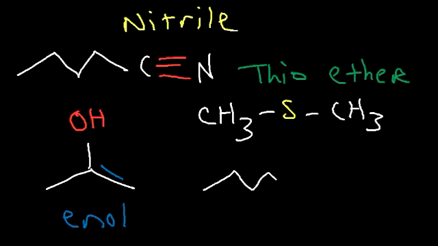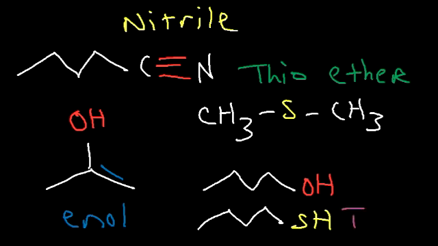So this is an alcohol, but if we replace the O with an S, instead of being an alcohol, add the word thio, it's going to be a thiol. It turns out that oxygen and sulfur are in the same column of the periodic table. Whenever you have 2 elements in the same column, they share chemical properties. They react in a similar way.